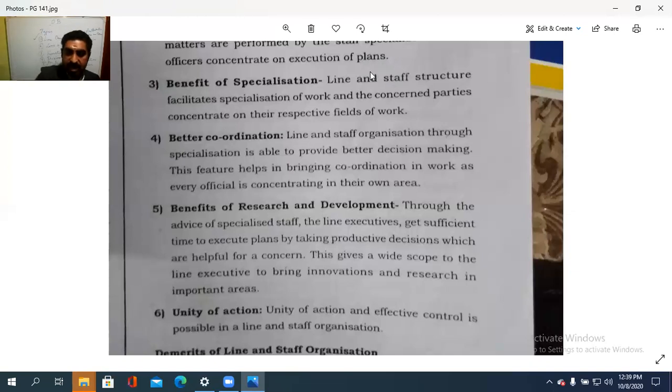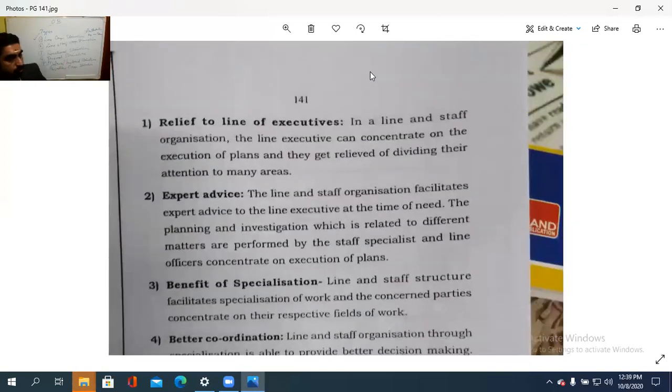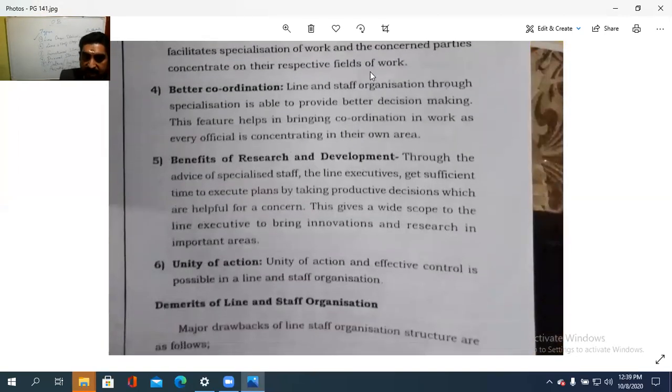So these are the advantages with regard to the second one, line and staff organization structure, where relief to the line of executives, that relief is getting because of the advice that is to be given. Then expert advice from the specialized staff is there, so that at the time of need they can use that. Then specialization, benefits of specialization, then better coordination, then benefits of research and development and unity of action. So these are the advantages with regard to the line and staff structure.